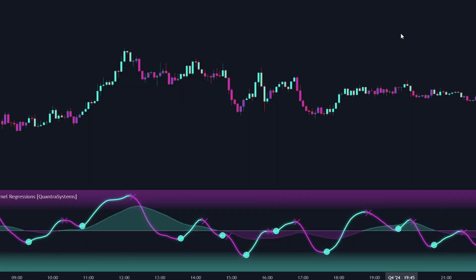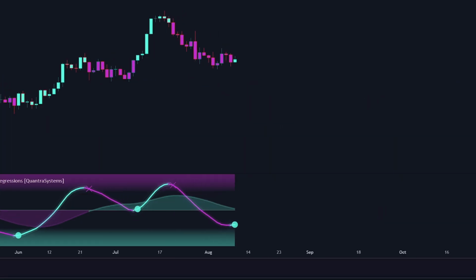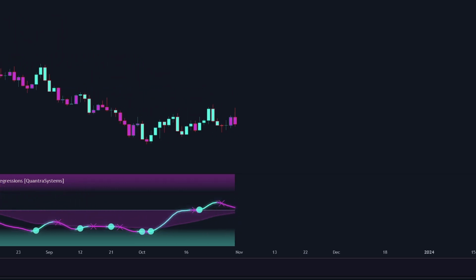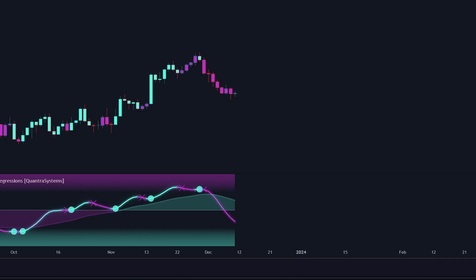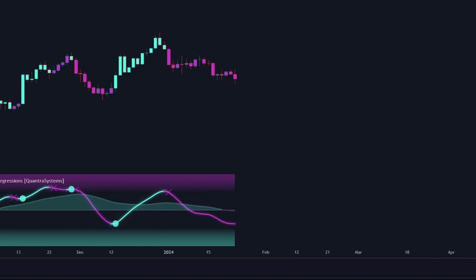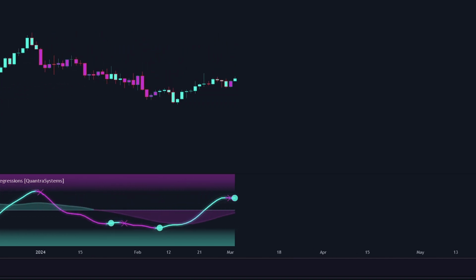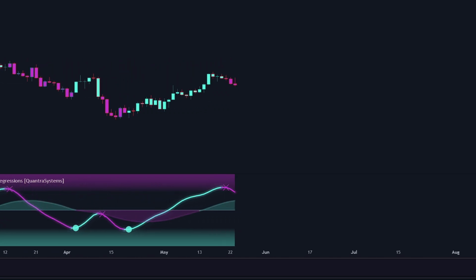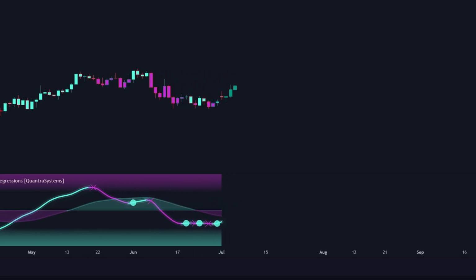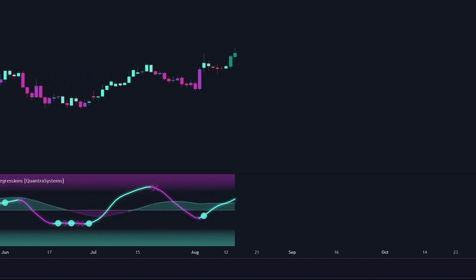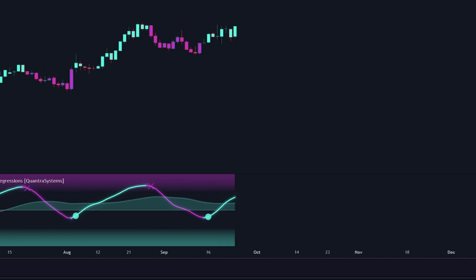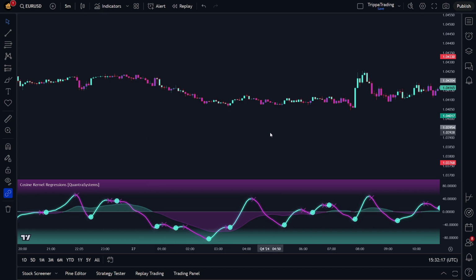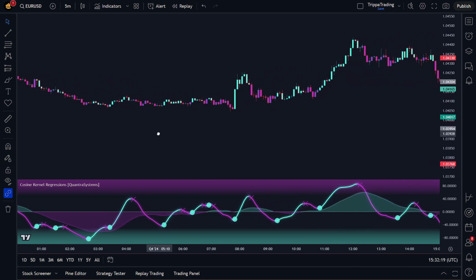The Cosine Kernel Regression indicator is a tool used by traders to smooth out price movements on a chart and highlight the overall trend of the market. It works by looking at a group of nearby price points and giving more importance, or weight, to the points that are closer to the current price, while gradually paying less attention to points that are farther away. This smooth line helps reduce the noise caused by small, random price changes, making it easier to see trends and potential turning points. Traders often use the CKR line to decide when to buy or sell.